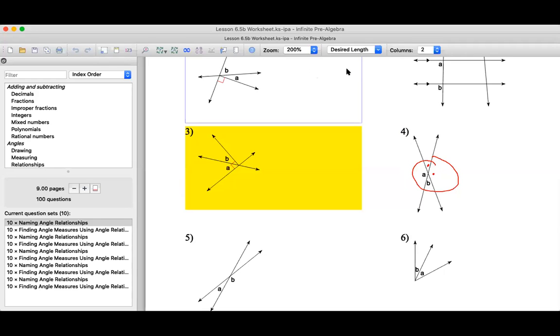Oh, I was thinking for number 3 because you had it highlighted. Sorry. Oh, sorry. Yeah. Oh, number four. Sorry.